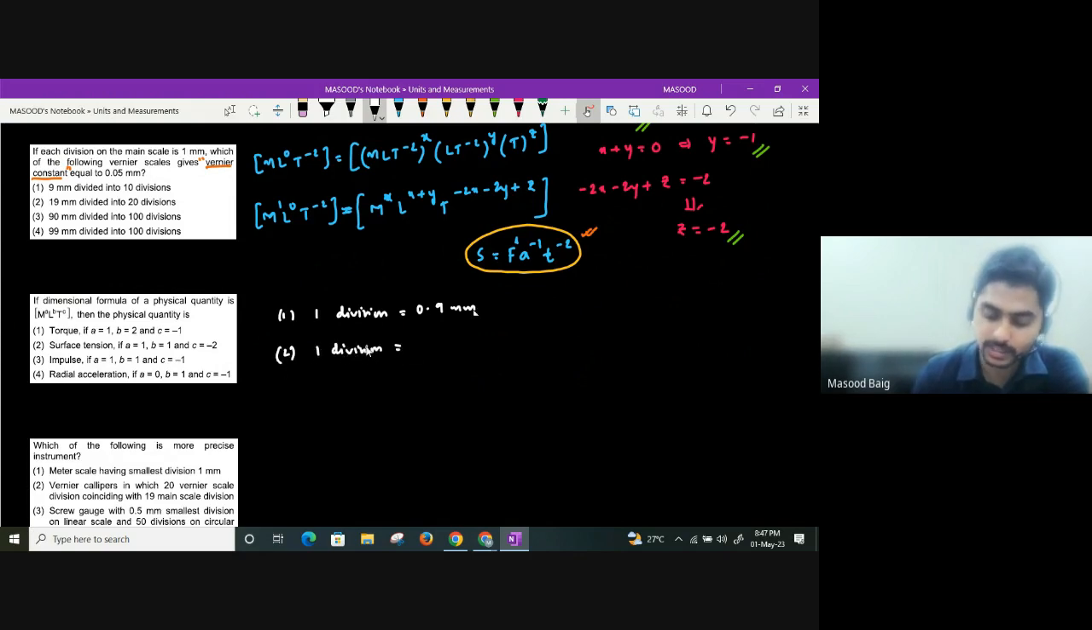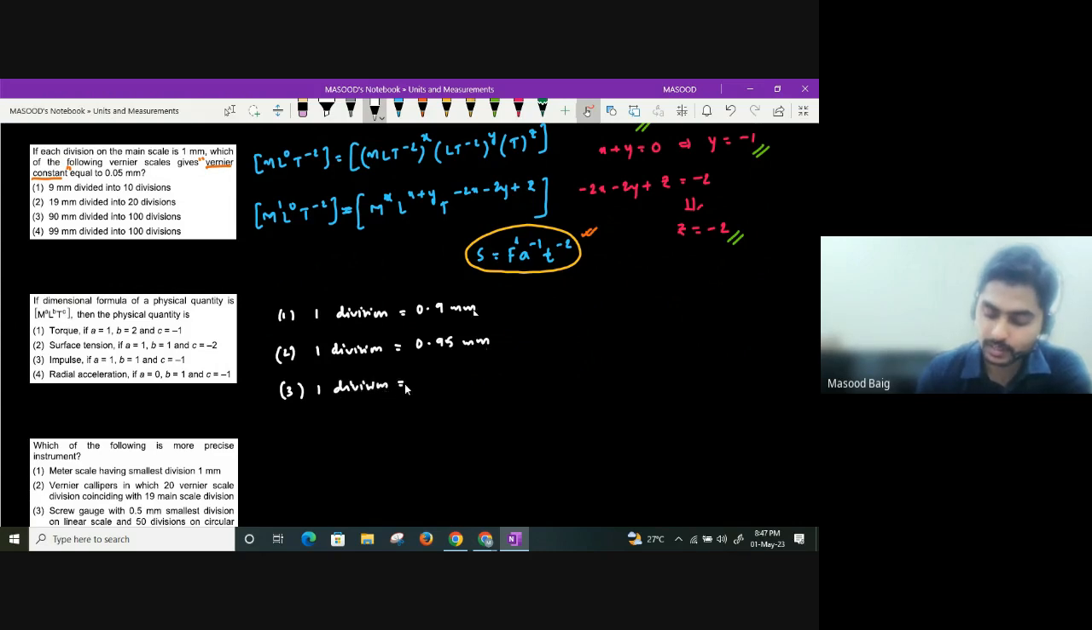In the second case, what will be one division? One division I will get as 19 by 20 mm. So 19 by 20 will be how much, beta? If I say 1.9 divided by 2, 0.95 mm you will get. Third case, what will be one division?